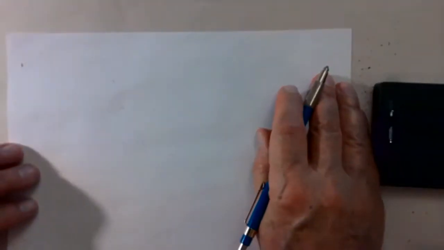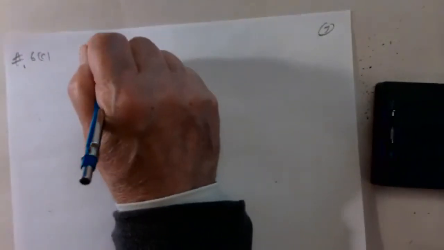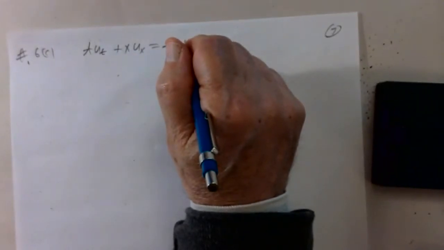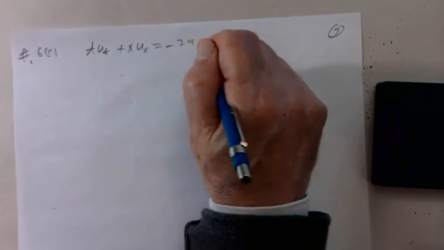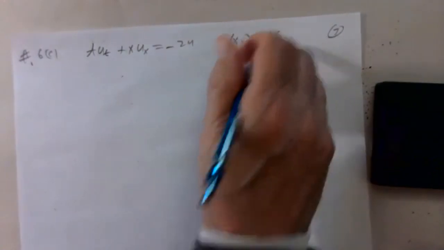Well, let's try another one. So we did 6a, we did 6b, so I guess we should try 6c. So 6c is the following partial differential equation. t u sub t plus x u sub x equals minus 2u, u of x, 0 equals f of x.